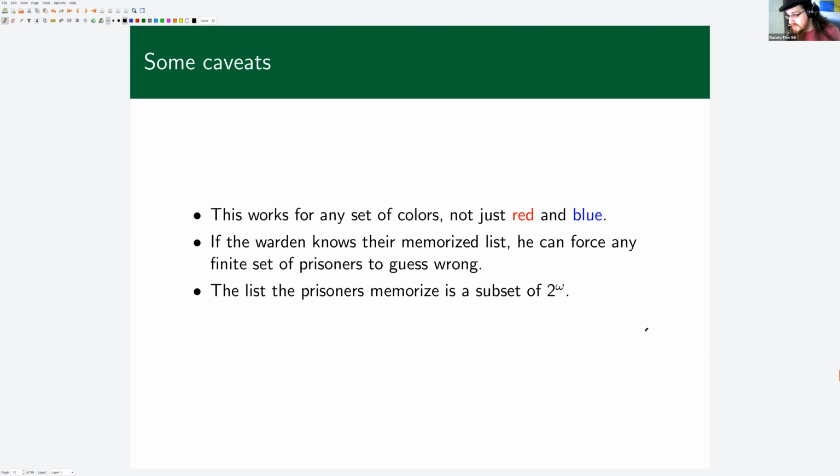They memorize a list, which is a subset of this 2 to the omega. 2 to the omega is a nice topological space. It's a nice compact Hausdorff space. And there's also a nice measure you can put on this space. You take the product topology with respect to the discrete topology on the 2-element set. And then the measure is you take the product measure with respect to any measure on the 2-element set, like the so-called Bernoulli measure, where 0 and 1 have equal probability.